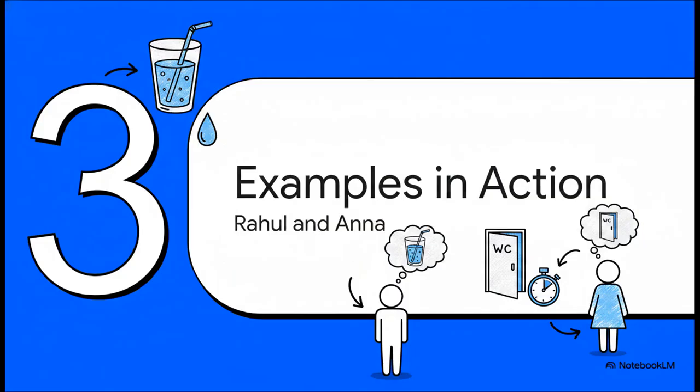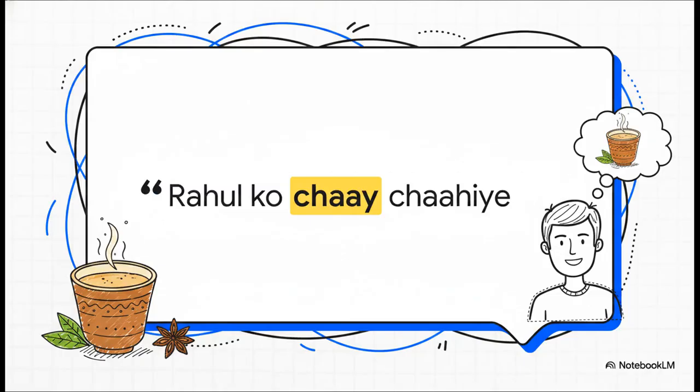Section 3. Simple examples in action. Let's model these rules using some totally relatable characters, Rahul and Anna. And this brilliantly illustrates our first rule in perfect form. Let's say Rahul desires some tea. Because it's just a want, we use chahiye. Notice the structure here. Rahul ko chai chahiye. We use the oblique marker ko right after Rahul. We stated the object, which is chai or tea, and we ended the whole thing entirely on chahiye. There is no hai at the end of this sentence. It's clean, direct, and perfectly grammatically correct.